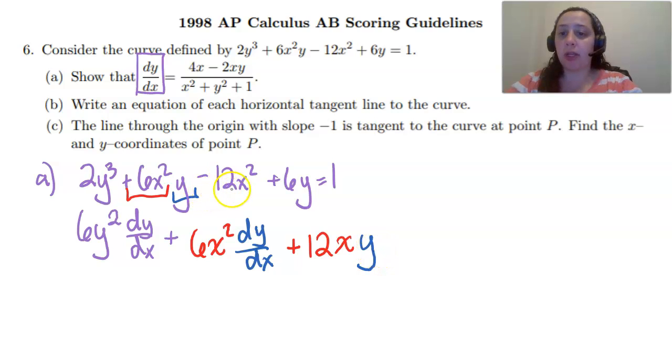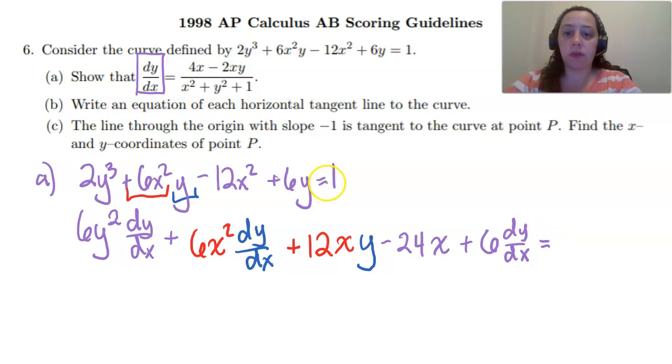Then we have minus 12x^2. So multiply 2 times negative 12, you get negative 24x. 2 minus 1 is 1, we don't need to write it. Plus the derivative of 6y is 6. And then dy/dx, because we have that y, equals the derivative of 1, which is 0.